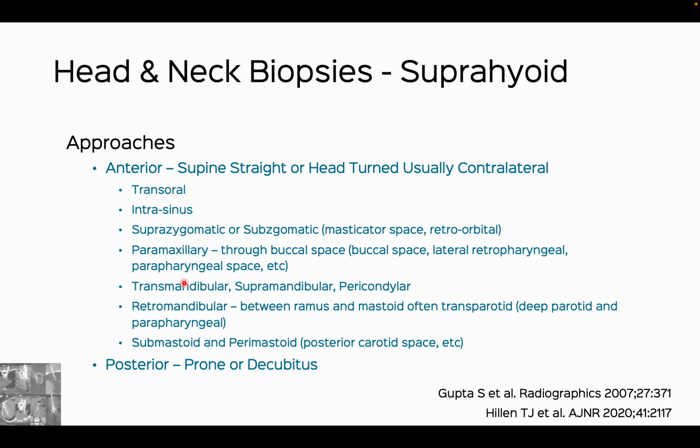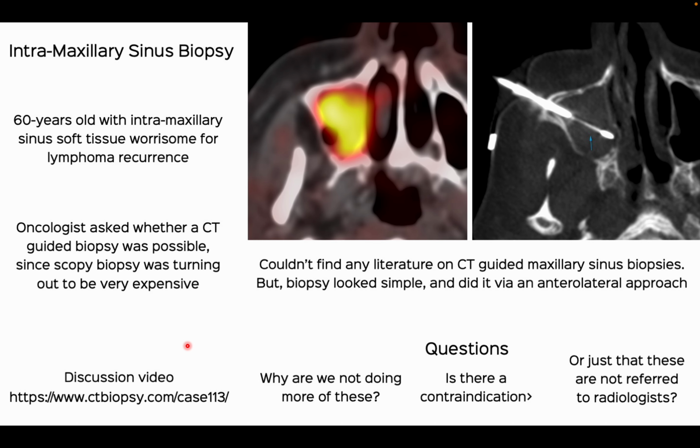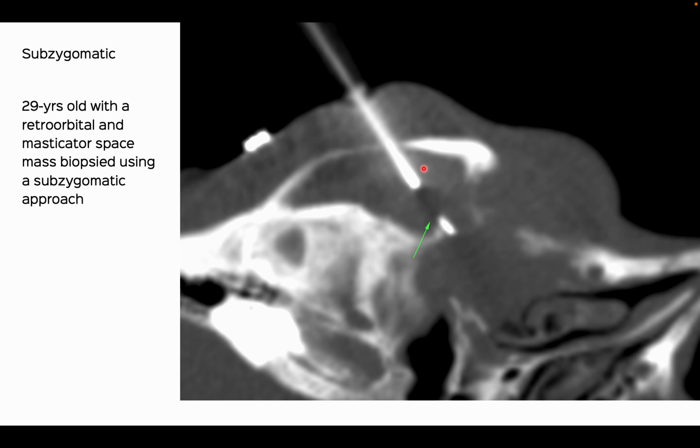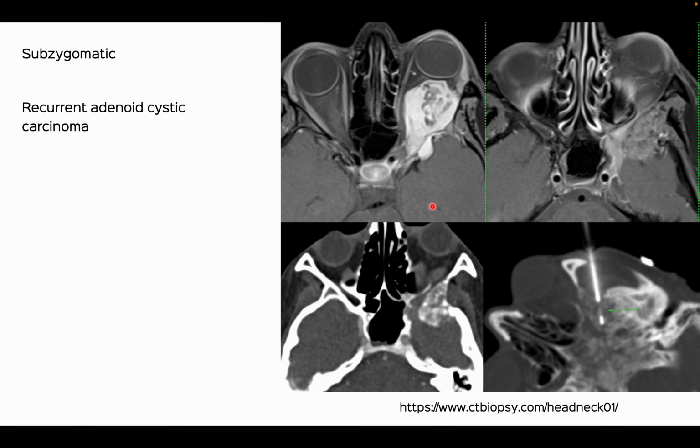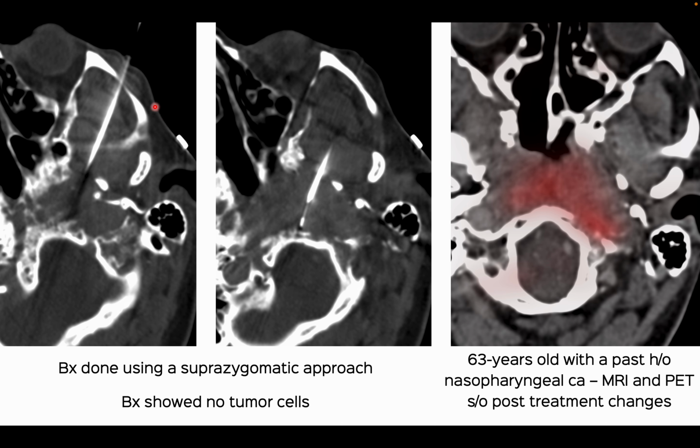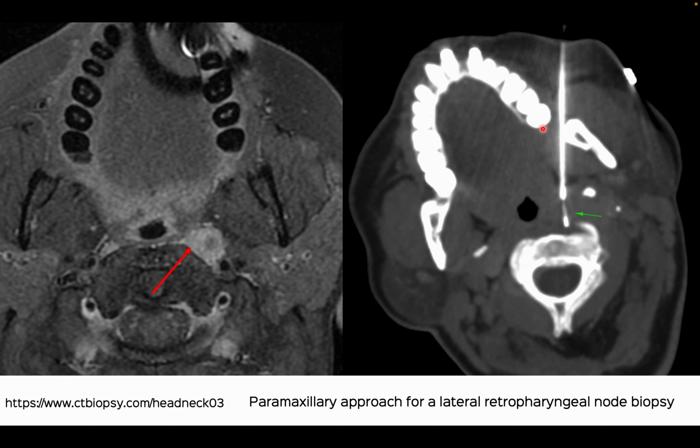we've looked at all the various routes that you can use for suprahyoid lesion biopsies. This was the intramaxillary sinus lesion that I looked at in case 113. Then this was a retroorbital mass that I biopsied using a subzygomatic approach. Another subzygomatic approach in a recurrent adenoid cystic carcinoma. Then you have a suprazygomatic approach for a nasopharyngeal mass, but you can also get there using the paramaxillary approaches.